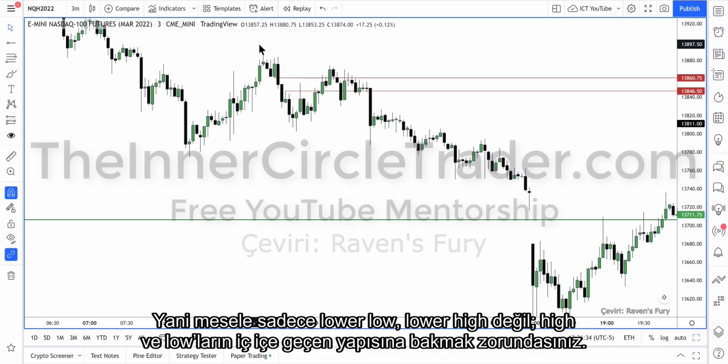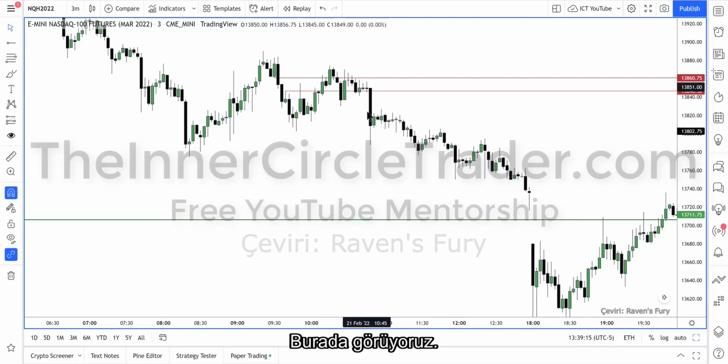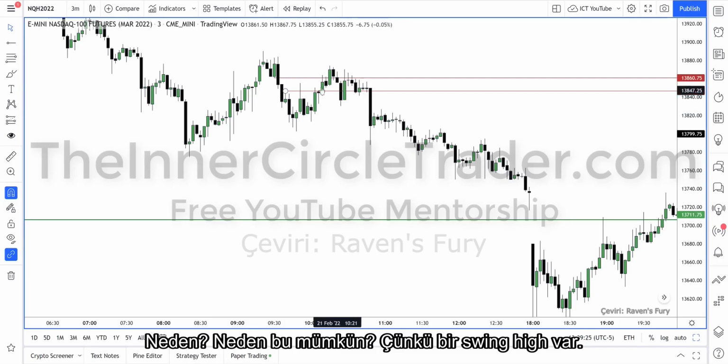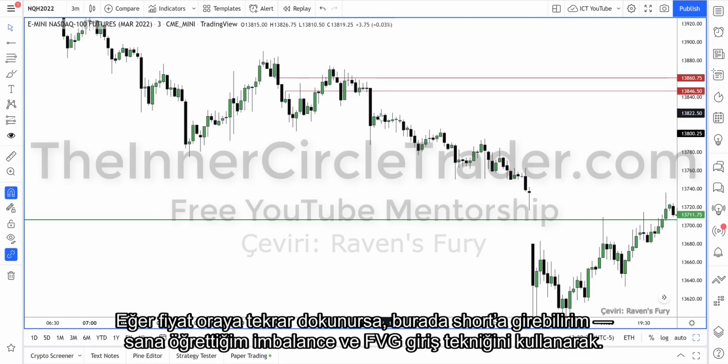So it's not just lower low, lower high. You've got to look at the nesting effect of the highs and lows. If this is the candle I'm trying to get in at, and I execute with all the understanding of this outline, I want to see displacement. We get it here. Now, if I didn't take this trade here, I could trade with the return back to this right here. Why is that possible? We have a swing high. It's broken to the upside. This low is taken out here. This candle's high here, if it touches that again, I can be short there, just using the imbalance in the fair value gap entry technique I'm teaching you.